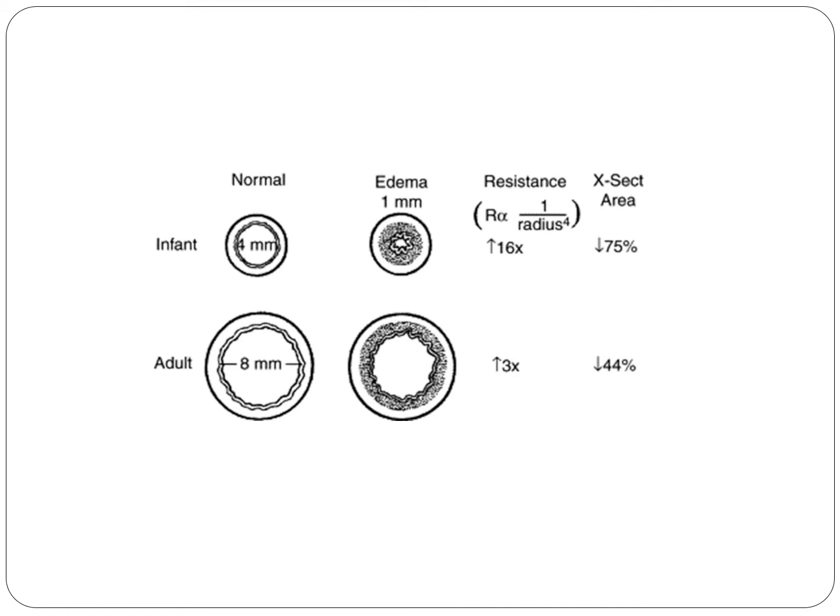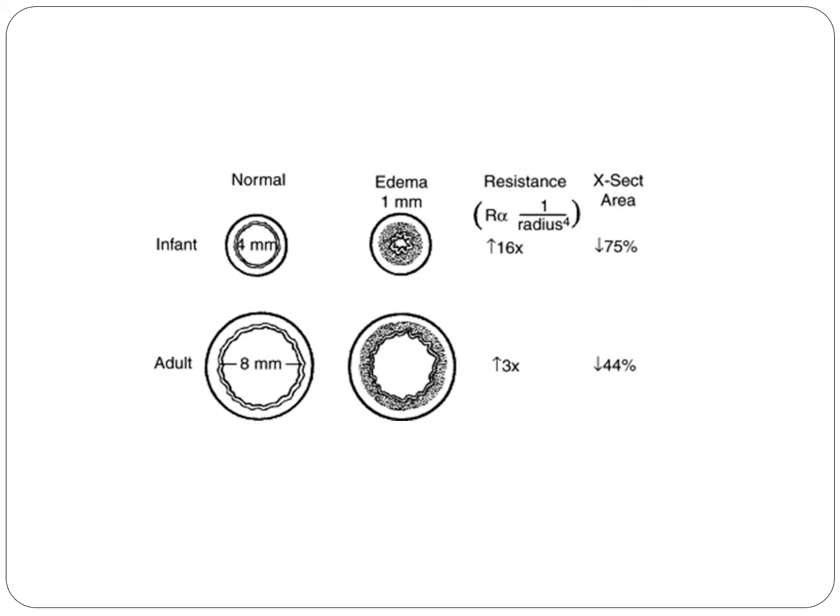First, the diameter of airways in infants is much less than that of adults or older children. And as you know, the resistance is inversely proportional to the radius of the airway to the power of 4. So just a small amount of edema will cause a large increase in airway resistance. In this figure, you can see an airway of an infant in normal condition with a diameter of 4 mm, and an airway of an adult in normal condition with a larger diameter of 8 mm.